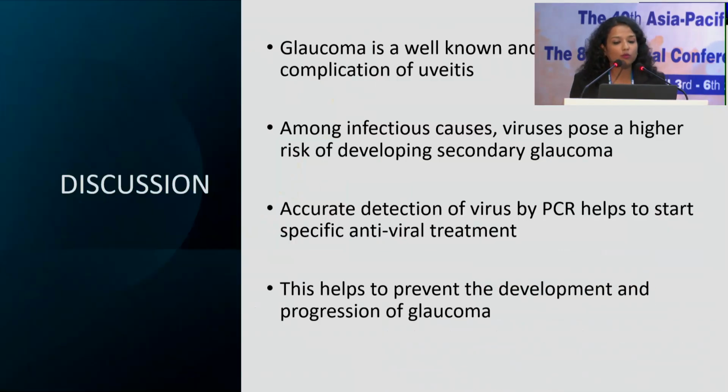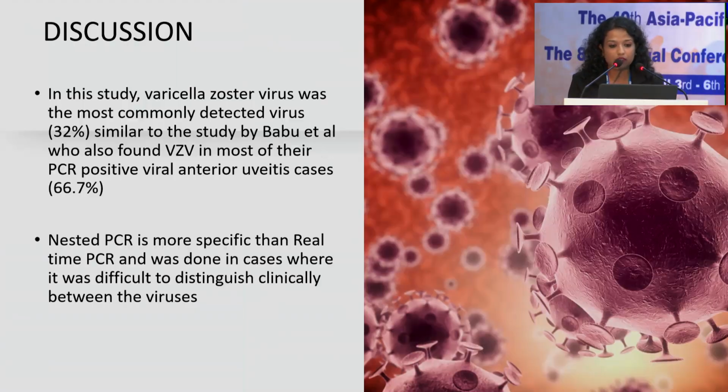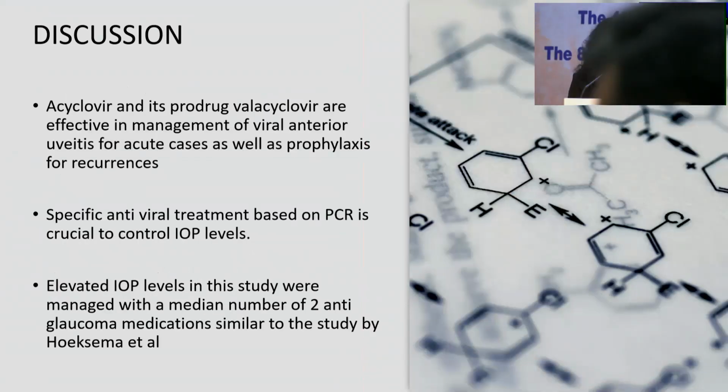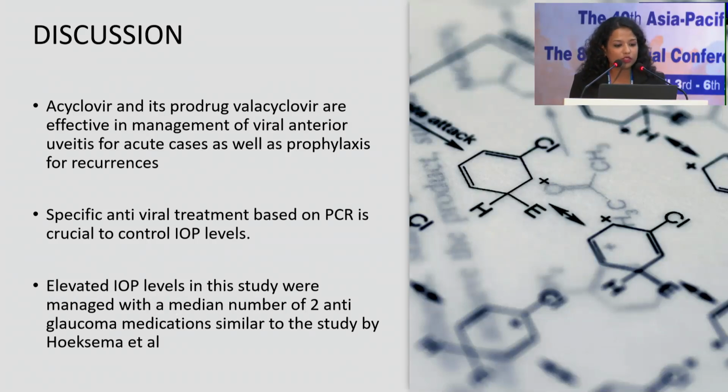As we all know, glaucoma is a well-known and dreaded complication of uveitis, and viruses pose a higher risk of developing secondary glaucoma. PCR helps us to accurately detect the virus and start the required specific antiviral treatment. In this study, VZV was the most commonly detected virus, which is similar to other studies. We did nested PCR for those cases where it was difficult to distinguish clinically between the viruses. We used acyclovir and valacyclovir for the management of acute cases as well as prophylaxis for recurrences. Specific antiviral treatment based on PCR is crucial to control IOP levels.